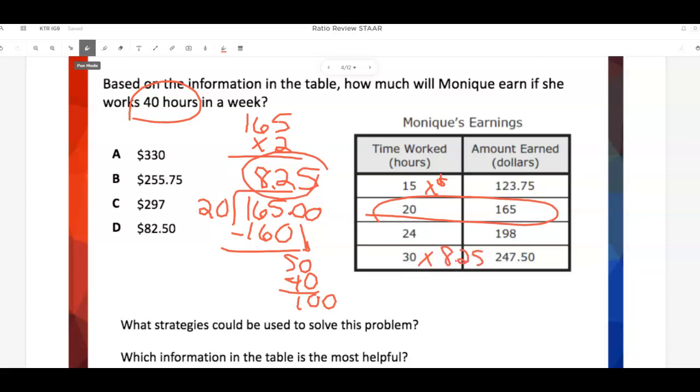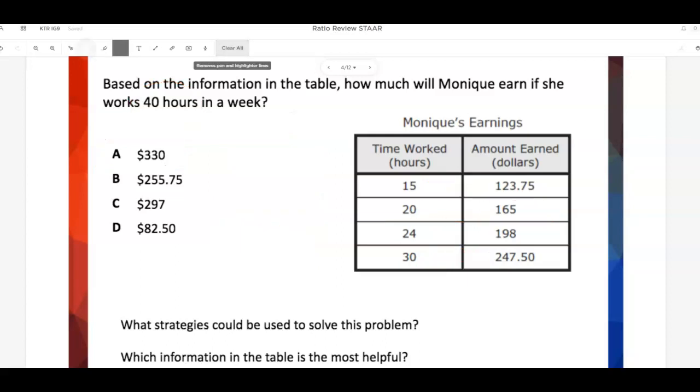So we can find out that she makes $8.25 an hour. If I multiply the hours she works times $8.25, I will get all the answers here on the right. Any from the left times this gives me what she earned. And that was $330. 165 times 2 equals $330. So 20 is a half. 165 plus 165 equals 330.